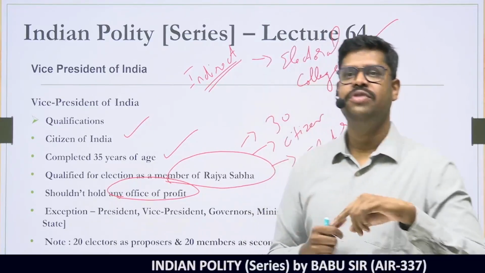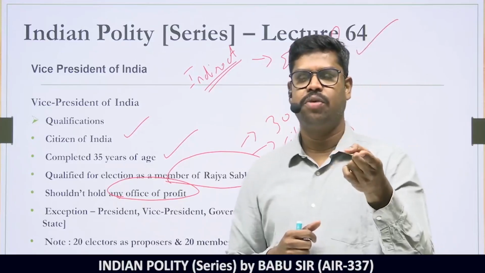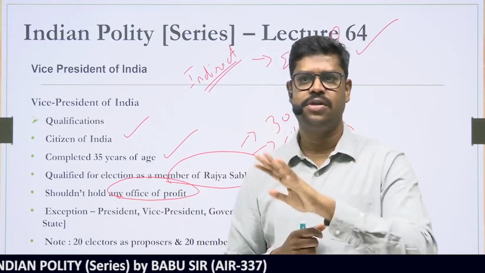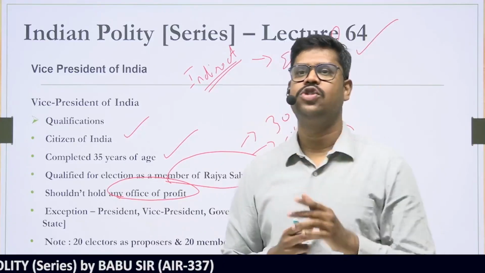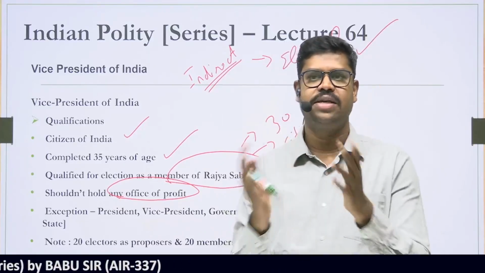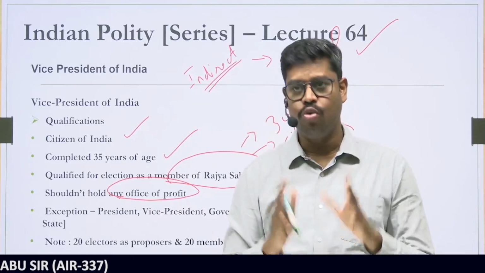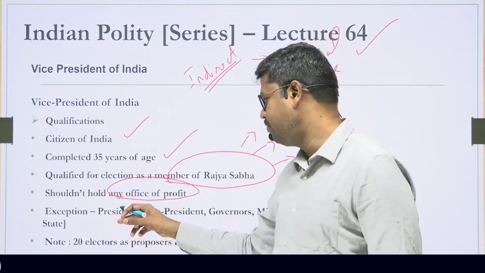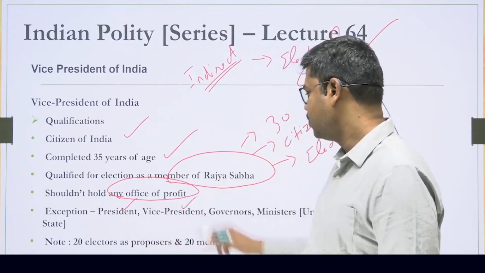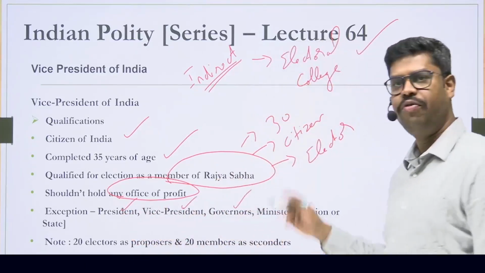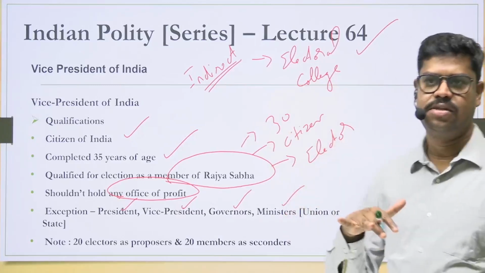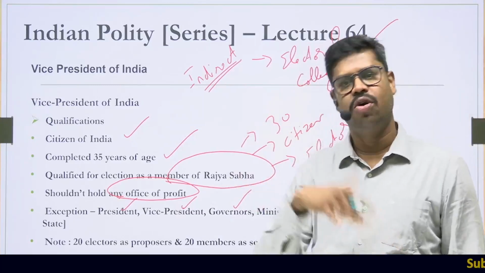Apart from these officers, if anybody is in a government job, can they contest election to the office of the President? No. Or office of the Vice President? No. Because then that would be considered to be an office of profit. But there are certain exceptions to what would be considered to be an office of profit. What are the exceptions? The office of the President, the office of the Vice President, the office of governors in any state, and the office of the ministers, either under the central government or under the state government.